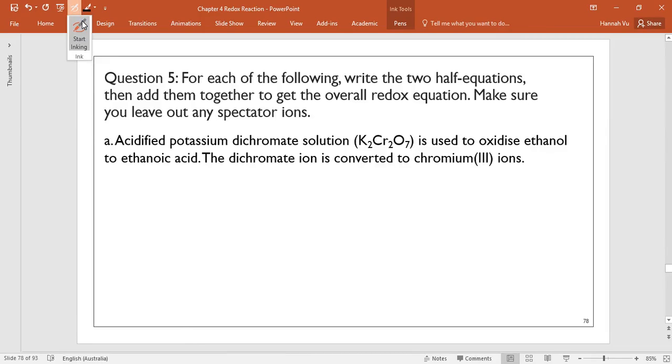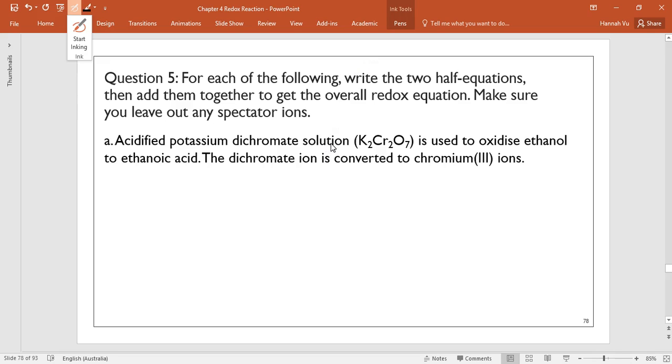And then we have question 5. Try not to be afraid if you see something like this. You should still be able to do it. Just read the question carefully. So, alright, for each of the following, write the two half equations, then add them together to get the overall redox equation. Make sure you leave out any spectator ions.